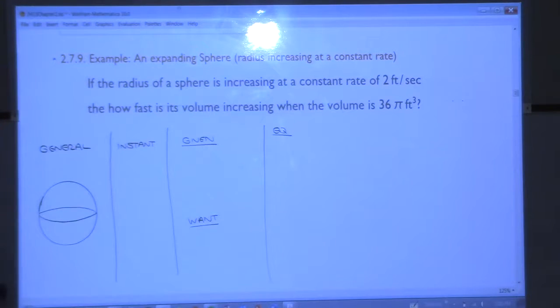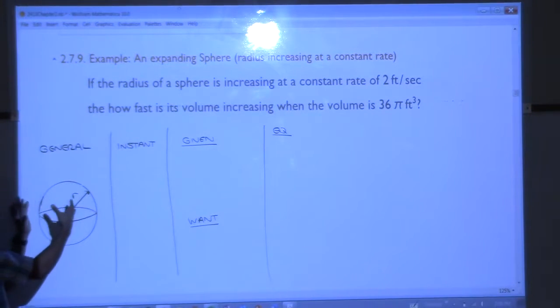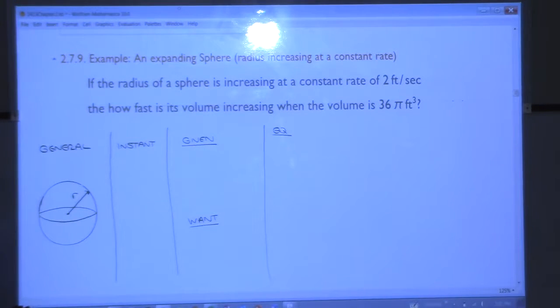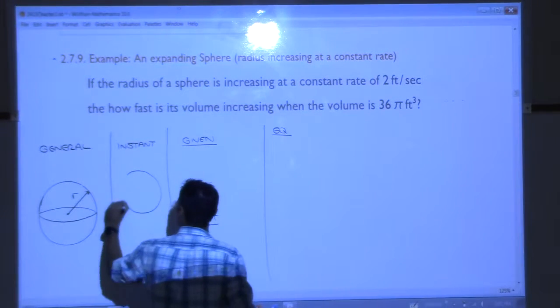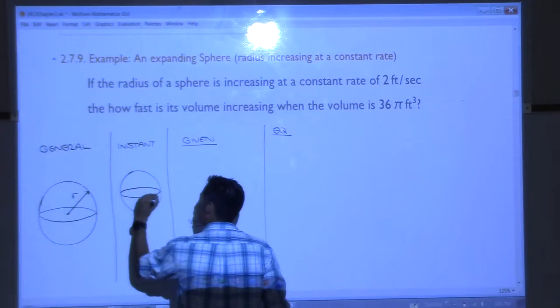And anytime I draw spheres, I like to put a center and throw a radius onto it, just because, right? Now, this thing is changing, growing, so I'm not going to touch this. So what about for the instant in time? Is there anything you can tell me about the sphere at the instant in time?